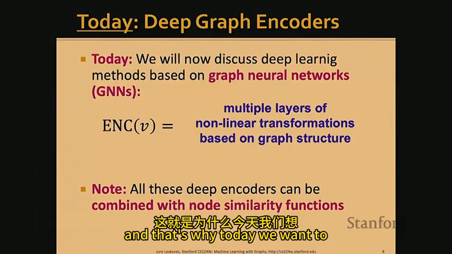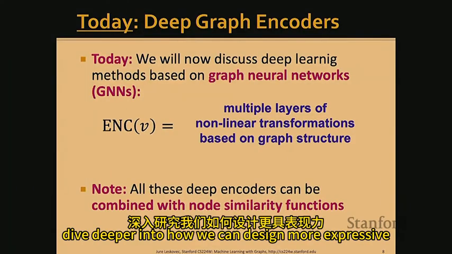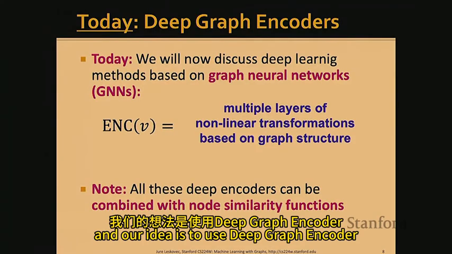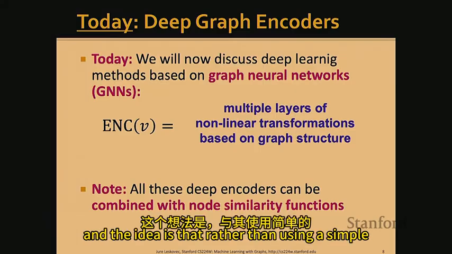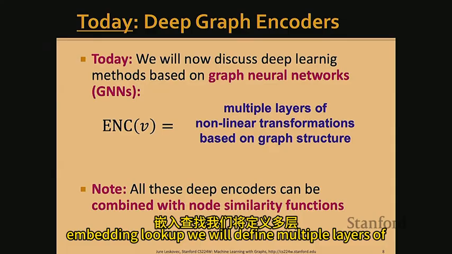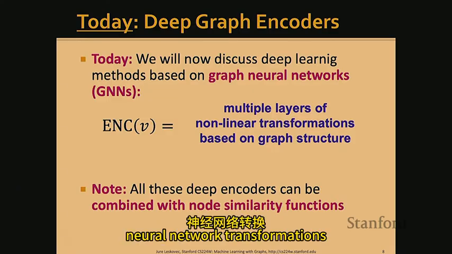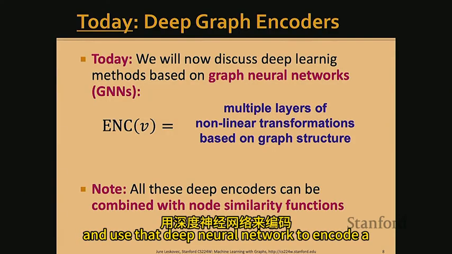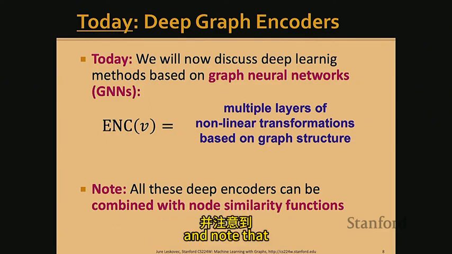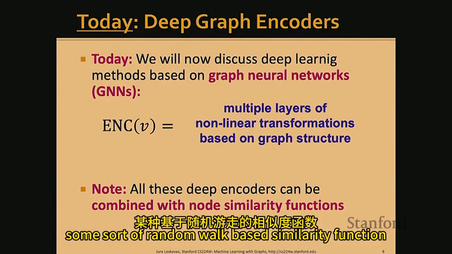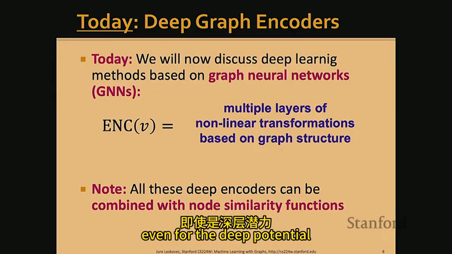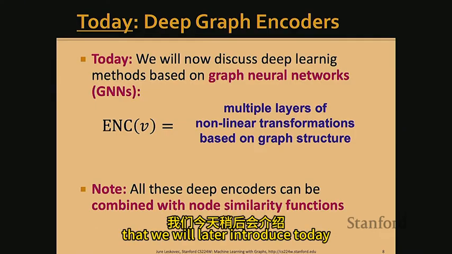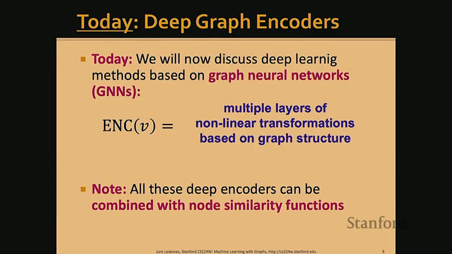That's why today we want to dive deeper into how we can design more expressive, more powerful encoders. Our idea is to use a deep graph encoder. Rather than using a simple embedding lookup, we will define multiple layers of neural network transformations and use that deep neural network to encode a node in the graph. Note that these deep encoders can be combined with the node similarity functions that we have just introduced. For example, we can also define some sort of random walk-based similarity function even for the deep encoder that we will introduce later today.